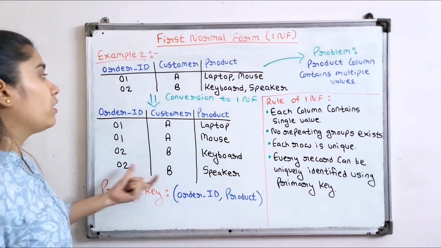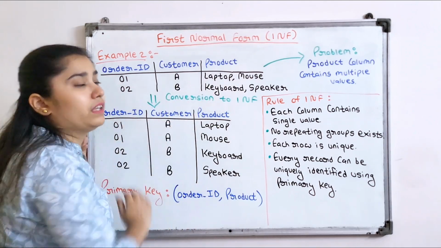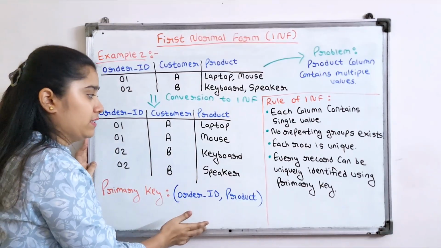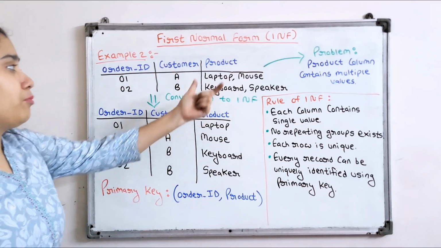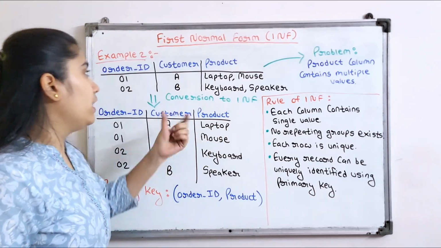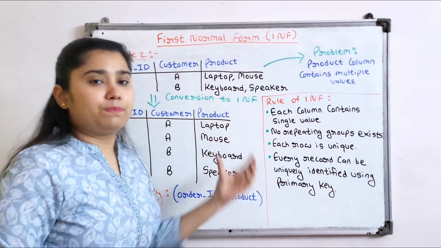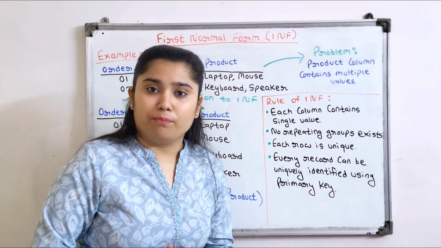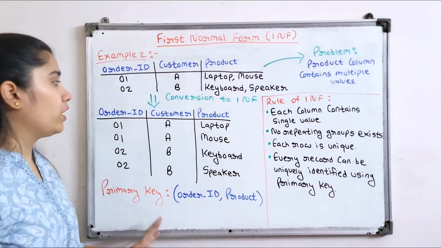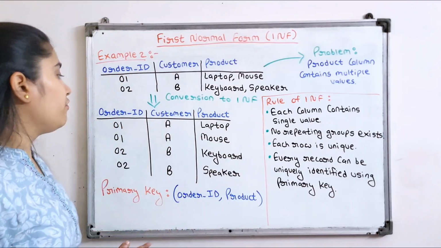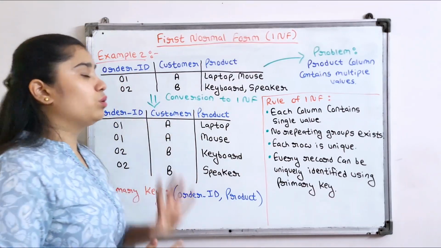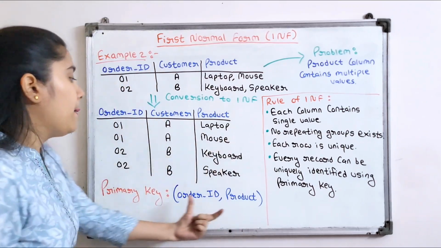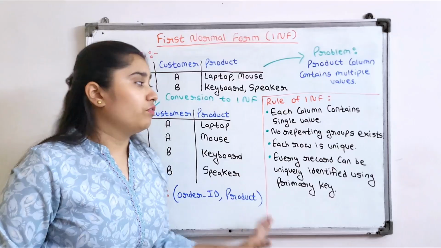So how to convert it into 1NF? We have to split the values. So we have split the values in the table like this. Here customer A has the products laptop and mouse, so we have written it like this, and customer B has the products keyboard and speaker, so we have written it like this. So it has been converted into the first normal form. Now every cell has a single value. I hope you are clear with how we convert the table into the first normal form. And what will be the primary key here? That will be the order ID and the product. This is the primary key of this table.